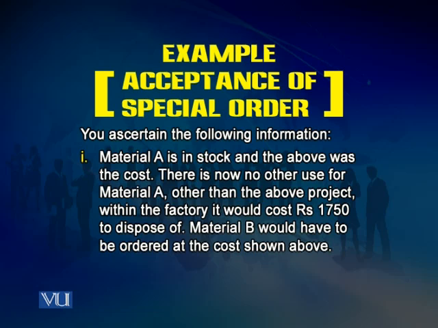This cost has already been incurred. There is now no other use for material A other than the above project. Within the factory, it would cost $17.50 to dispose of this material. Material B would have to be ordered at the cost shown above.